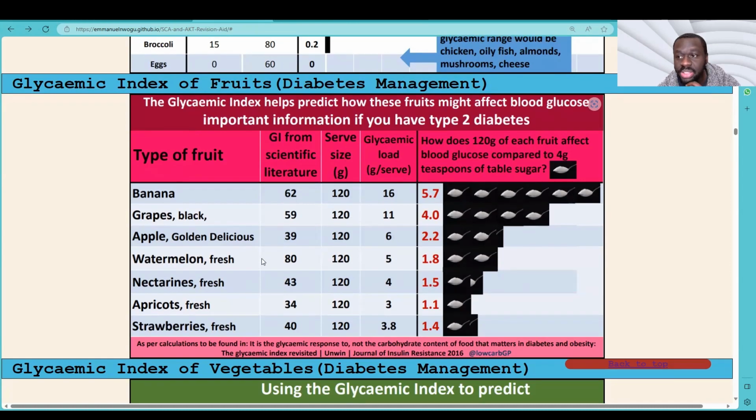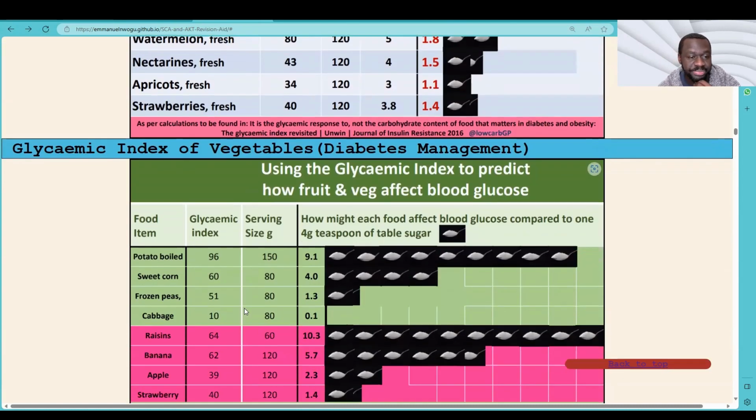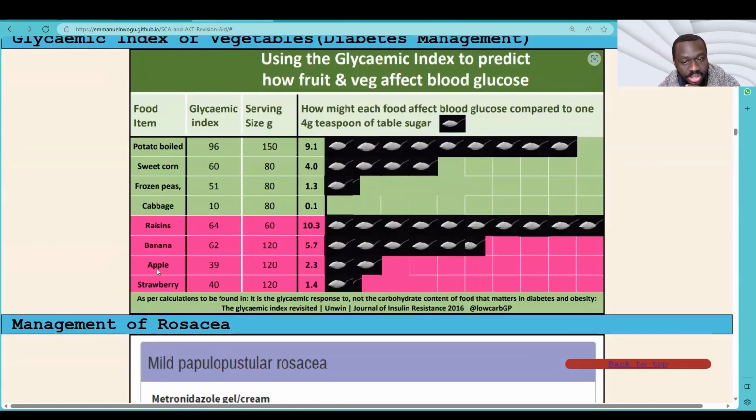It's usually good to send patients an information link on foods and their glycemic index and encourage them to eat more foods with a lower glycemic index. You can see apple there, very low glycemic index. Strawberry is very good, low glycemic index.